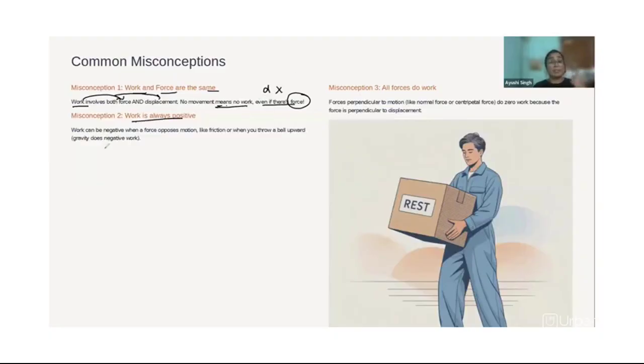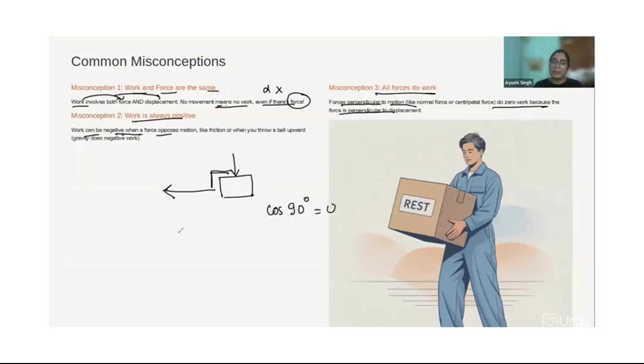Now, work is always positive. This is a misconception. You might say I have done this much work and it is very positive, right? But in physics, work done can be negative if the force being applied and the displacement are in opposite directions. And the last is, all forces do work. Forces that are perpendicular to motion do zero work because the force is perpendicular to the displacement. For example, the object is moving one way, you are applying the force in another direction, so there is a 90-degree angle. And cos 90 is equal to zero, right? So when you put 90 degrees in the work done formula, you get force into distance into zero, and work done is equal to zero.